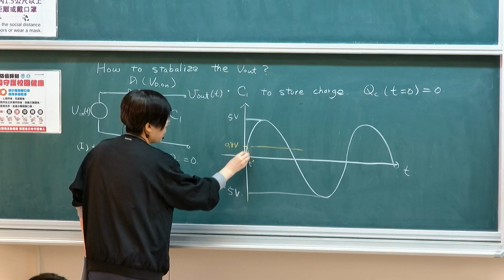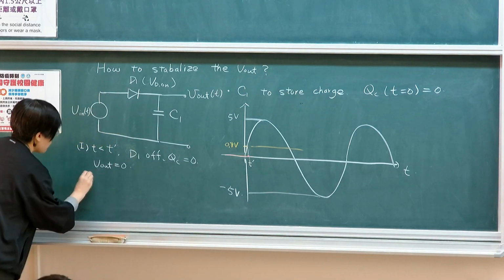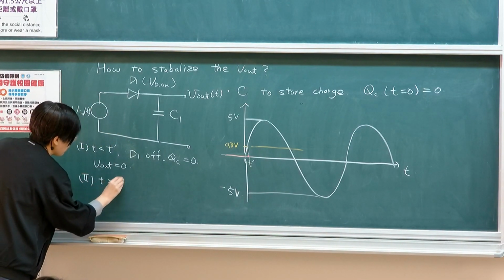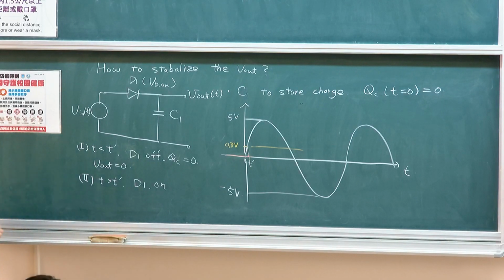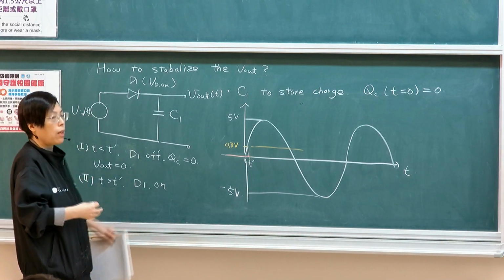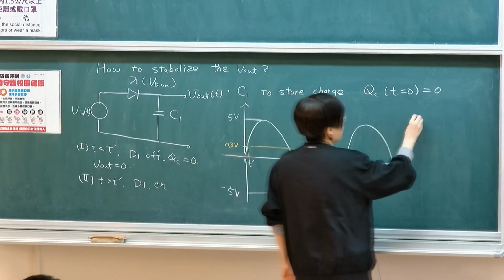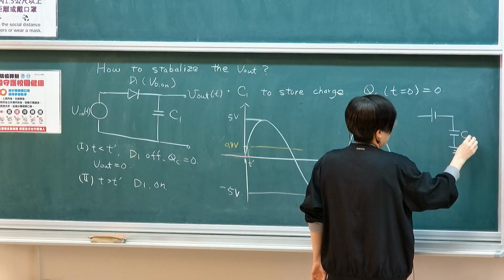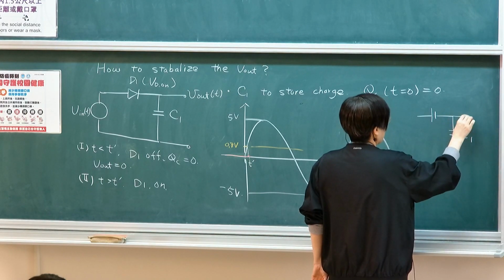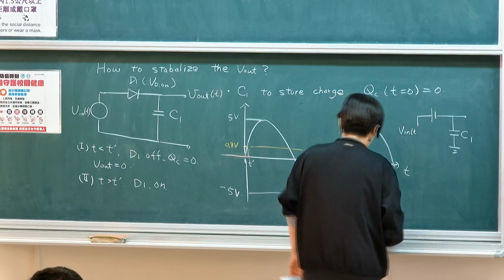It started at 0. Then the second part is when t is larger than t prime, to the point where D1 turns on. You're assuming the diode can provide whatever amount of current, because we're assuming the constant voltage model, meaning it can supply any current to sustain the difference. Therefore, the circuit will look something like this. This is the capacitor, and then we'll be applying V in. Let me redraw this.